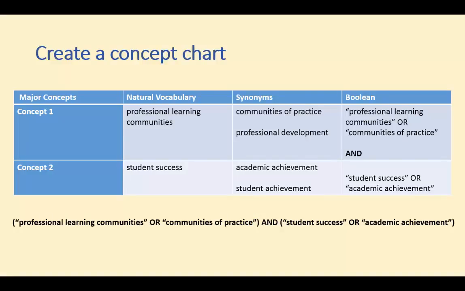Once you have determined several terms to represent each of your major concepts, you can create a concept chart to build your search strategy. List your natural vocabulary in one column, then in the next, list synonyms, some of which you might have determined from the thesaurus. Finally, in the last column, use OR to join the sum of the synonymous terms and AND between the concepts.